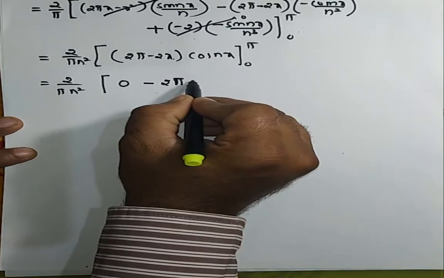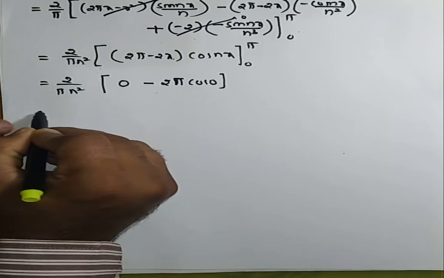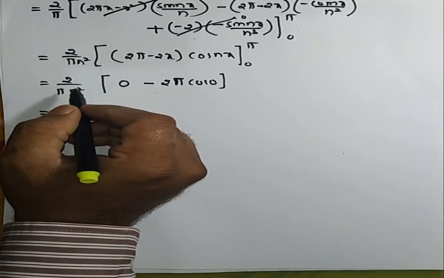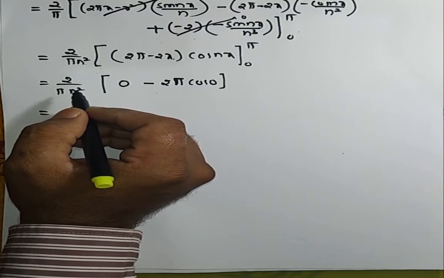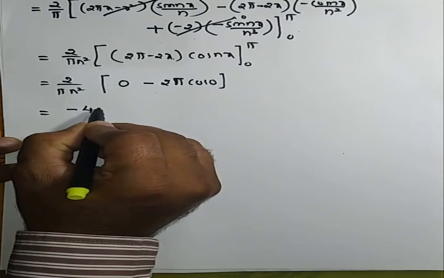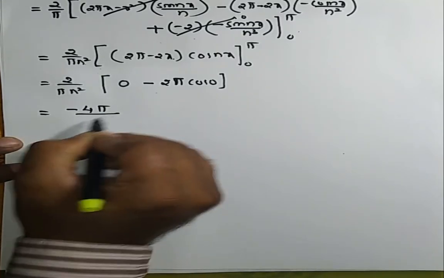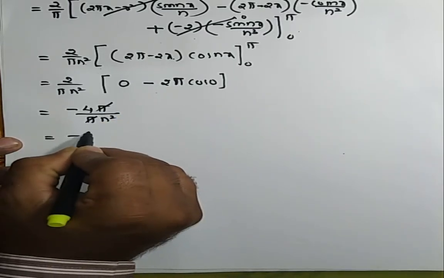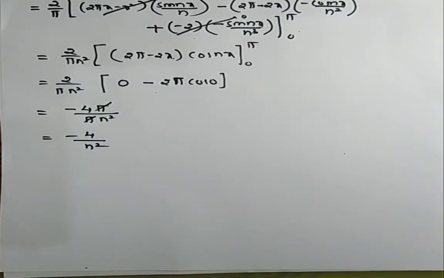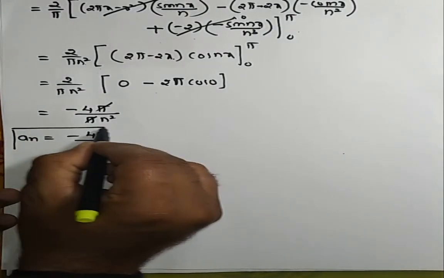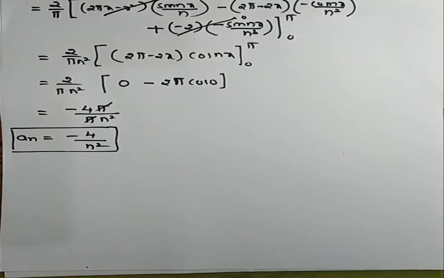So cos 0 becomes 1, minus 2 pi into this one is minus 4 pi divided by pi n square remains. So pi gets cancelled, so minus 4 divided by n square is the value for an. After getting a naught and an, put these values in equation number 1.